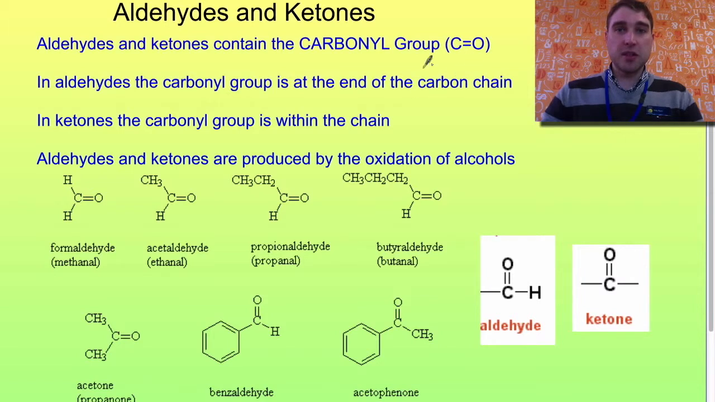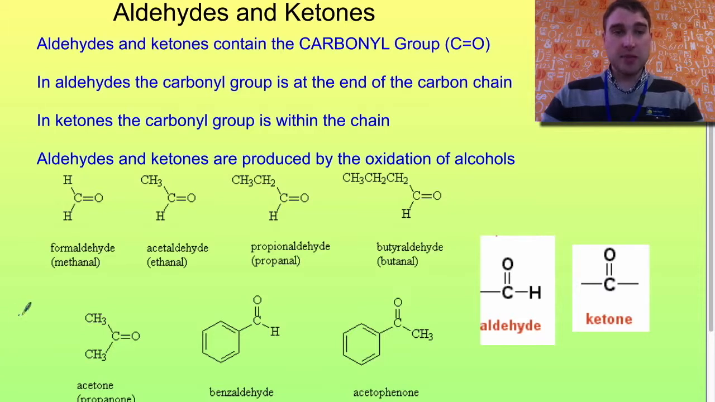They both feature the carbonyl group, which is a C with a double bond to an O somewhere in the chain. With aldehydes, the C double bond O, the carbonyl group, is at the end of the chain. With ketones, it's somewhere in the middle of the chain, not at the end. They're both made from the oxidation of alcohols. So aldehydes are made from oxidation of primary alcohols, ketones from the oxidation of secondary alcohols.